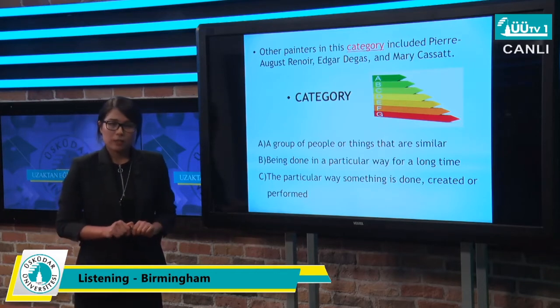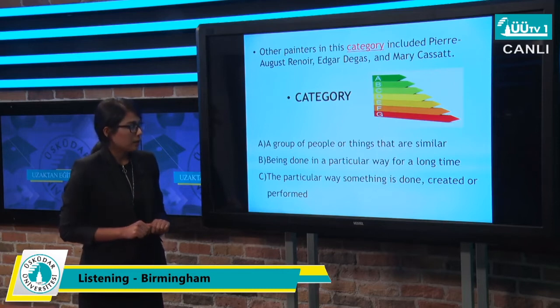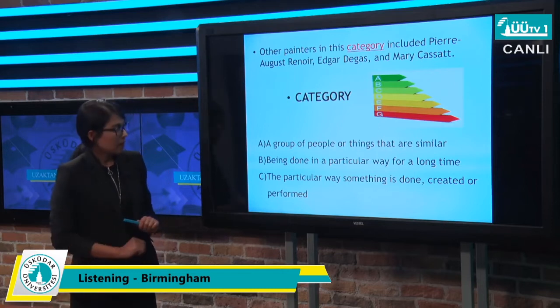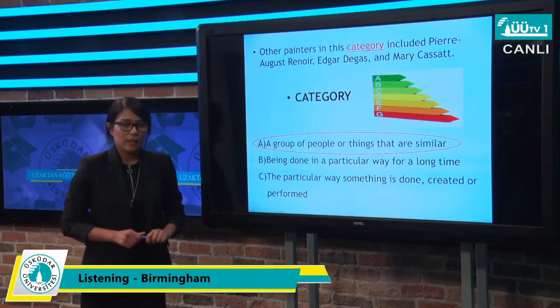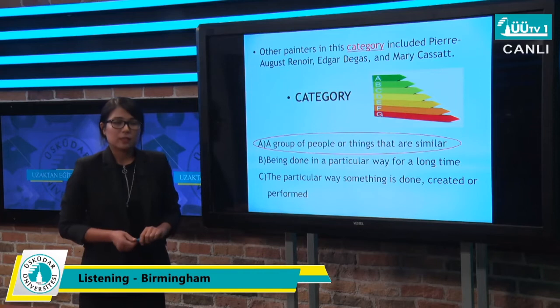So let's look at this. Which one can be our answer? Exactly. Our answer is A, a group of people or things that are similar.